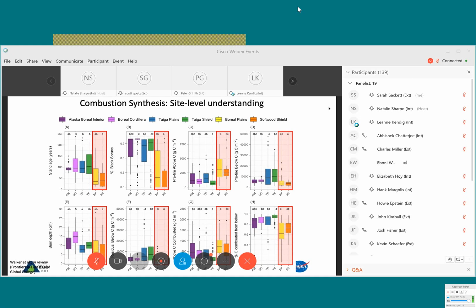In general, the southern forests, when they burn, this is mostly Saskatchewan, but also Alberta and Manitoba, tend to be younger, tend to have less black spruce, more pre-fire aboveground carbon, less pre-fire belowground carbon, shallower burn depth, but also less residual belowground carbon, a higher amount of aboveground carbon combusted, and therefore a smaller percentage of combustion from belowground. So it's neat to see these differences, and it's not all the same across the region in terms of fire carbon dynamics. Next slide, please.